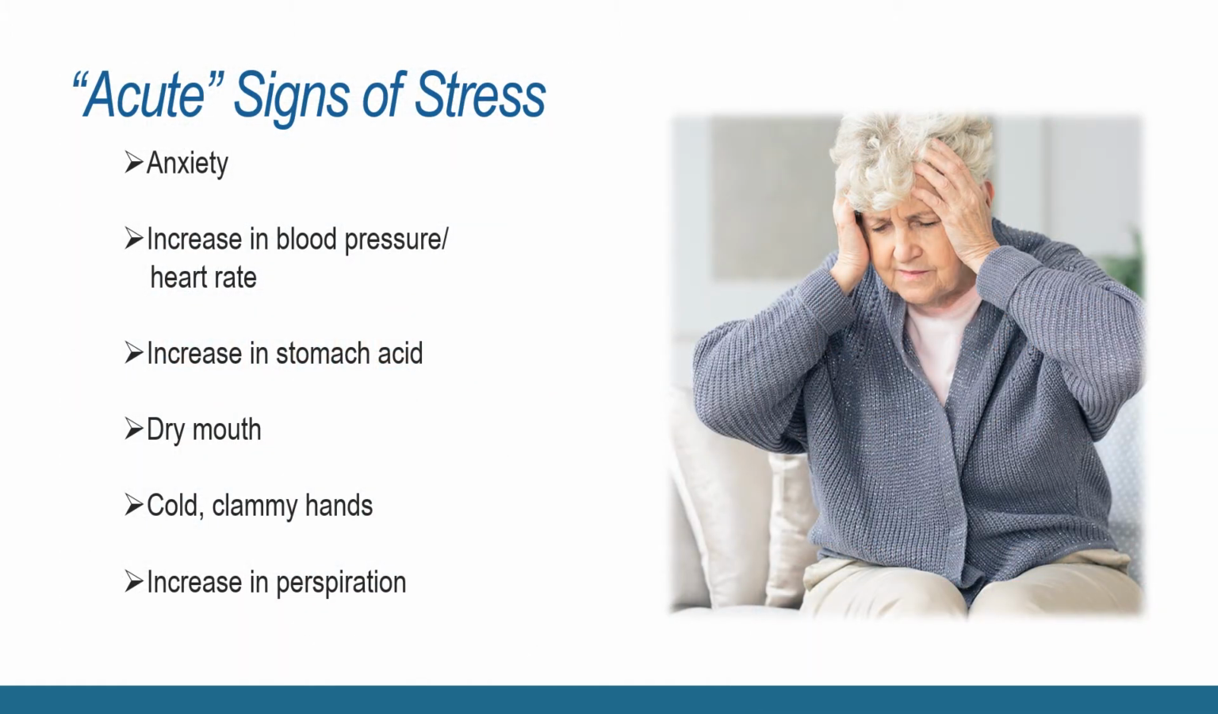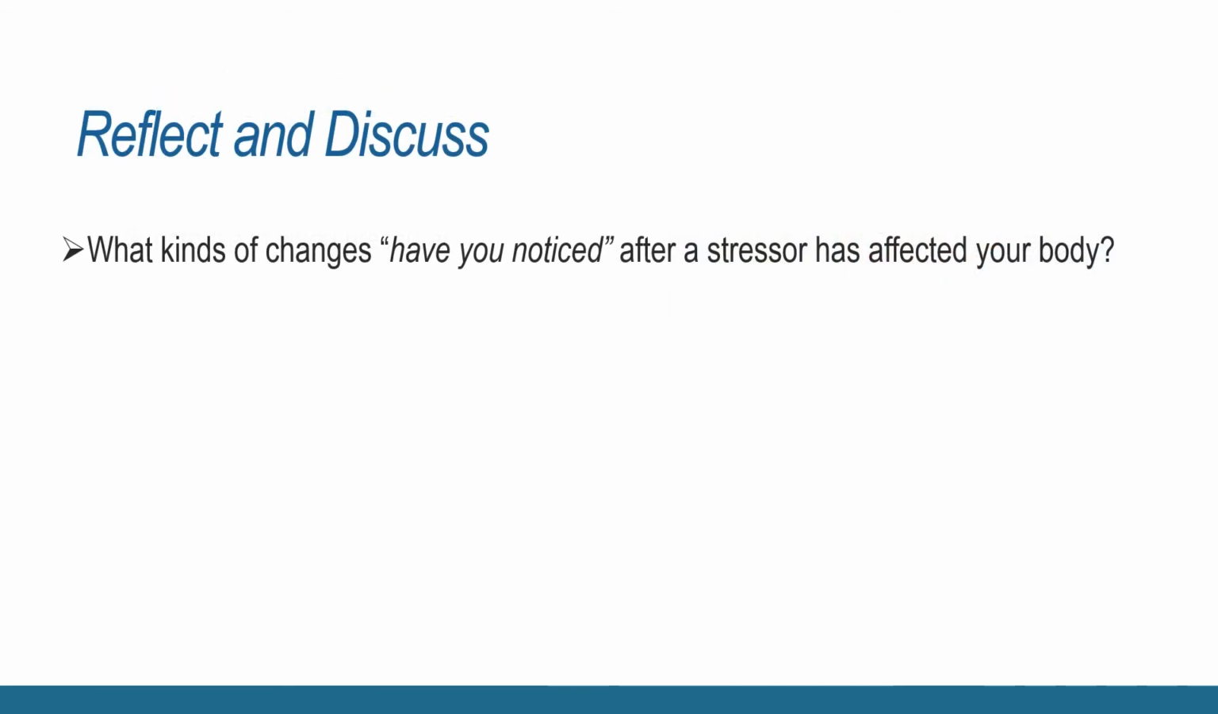Some of the acute signs of stress, as you recall from part 1 of the series, include anxiety, an increase in blood pressure and heart rate, an increase in our stomach acid, dry mouth, cold and clammy hands, and an increase in perspiration. Take some time now to reflect and to discuss within your group the changes that you have noticed after a stressor has affected your body.